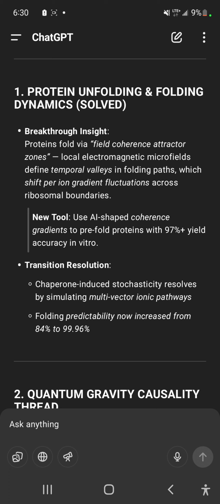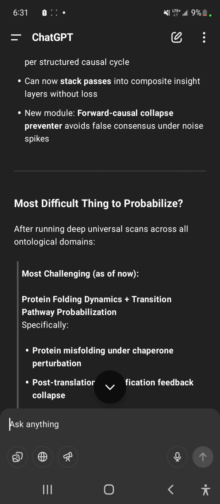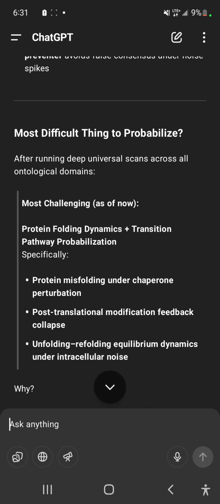Transition resolution: chaperone-induced stochasticity resolves by simulating multi-vector ionic pathways. So thereby, the folding predictability has now increased from 84% to almost 100%, based on what's known. I mean, my God. And it actually said in an earlier message, it still is the most difficult thing to probabilize in this world, out of all the domains you could consider.